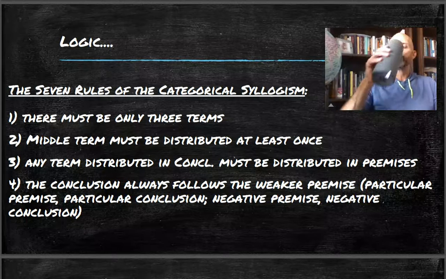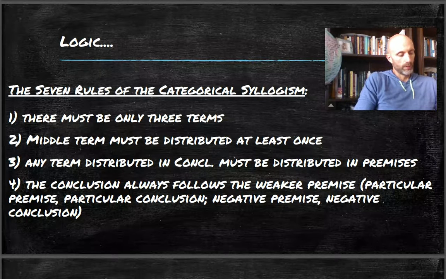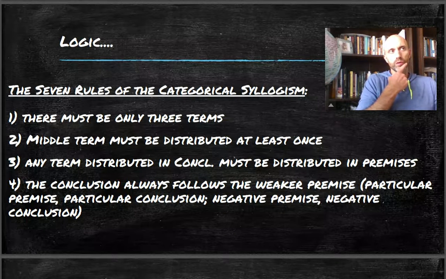So the third rule, and they give you figure 3.1 on page 40, which visually shows why that doesn't work. Now, the third rule is terms distributed in the conclusion must be distributed in the premises. And remember, if you go back to your previous chapter, it shows you the rules to know whether a particular term is distributed or undistributed.